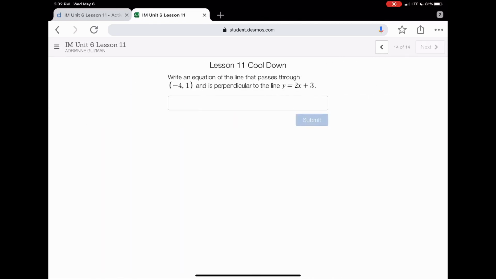For the cool down, you're writing the equation of a line that passes through -4, 1 and is perpendicular to this line here. Okay, after that, you're done. If you have any questions, please message me.